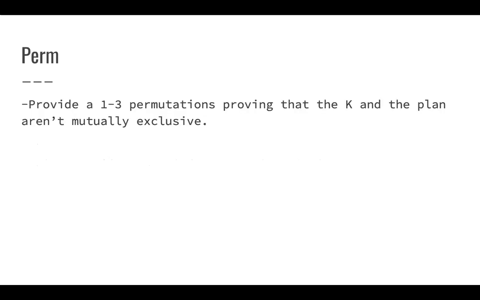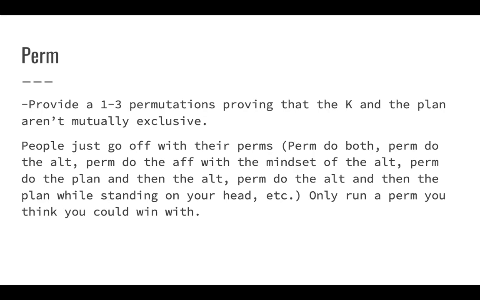The perm, equally important. I generally advise between 1 and 3 permutations. You're generally trying to prove that the K and the plan aren't mutually exclusive. People like to just go crazy with their perms. Perm do both, perm do the alt, perm do the plan with the mindset of the alt, perm do the plan and then the alt, perm do the alt and then the plan while standing on your head, etc., etc., etc. Only run a perm if you think you could actually win with it, right? There are a few perms that are actually good, and then people think, oh, Ks are weird arguments, so if I just read lots of weird perms, that'll suddenly be okay.